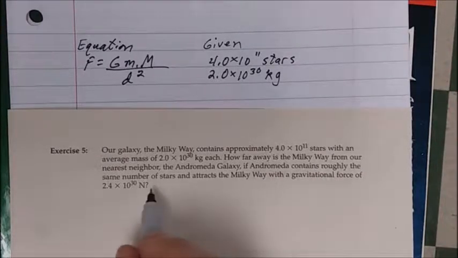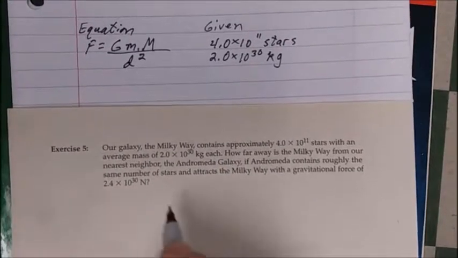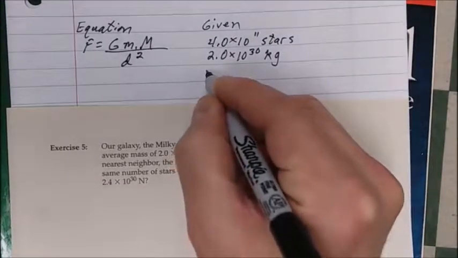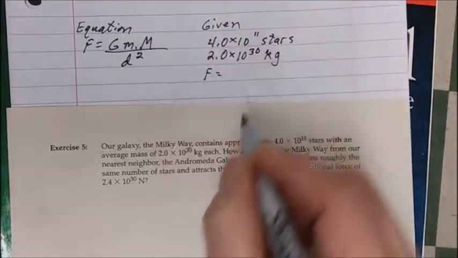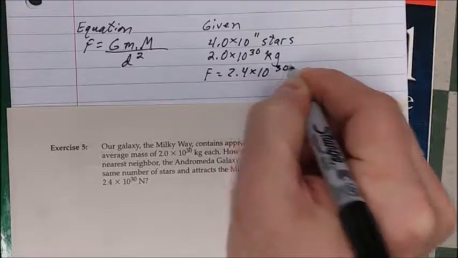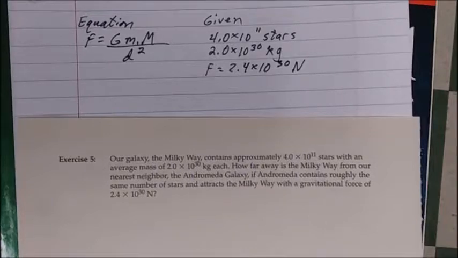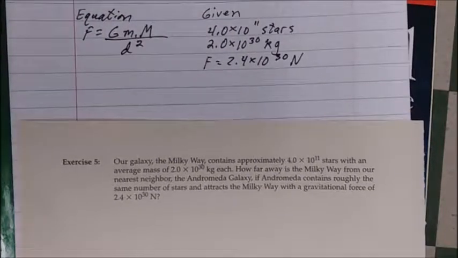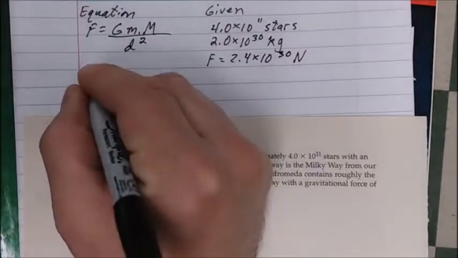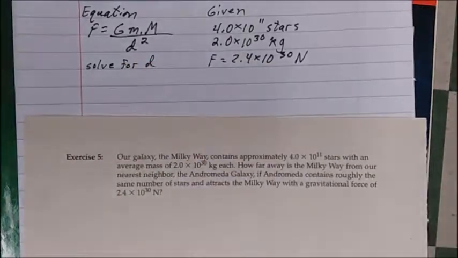Andromeda contains roughly the same number of stars and attracts the Milky Way with a gravitational force of 2.4 times 10 to the 30 newtons. So we know F equals 2.4 times 10 to the 30 newtons. And so we're going to be rearranging this equation to solve for D, basically. Now, to do that, I'm going to go ahead and write solve for D. So a little bit of easy algebra here.